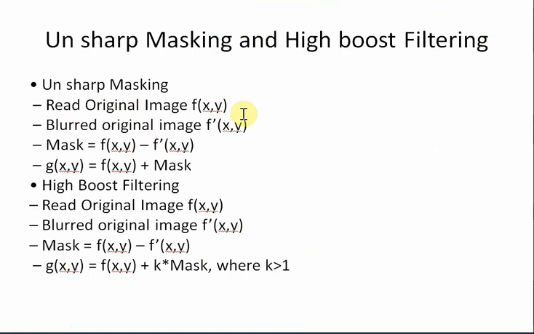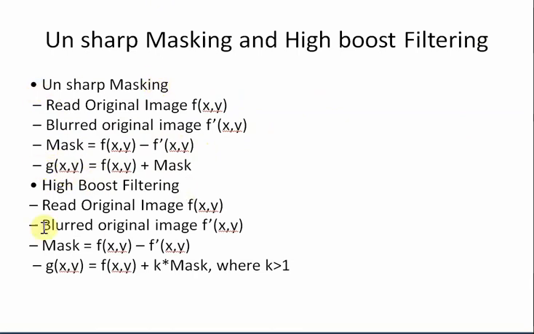First read the original image, then blur the image, that is f dash of x comma y. Then develop the mask like f of x comma y minus f dash of x comma y. Then add this mask to the f of x comma y. Then you can get the g of x comma y. Okay, right. So this is nothing but unsharp mask.